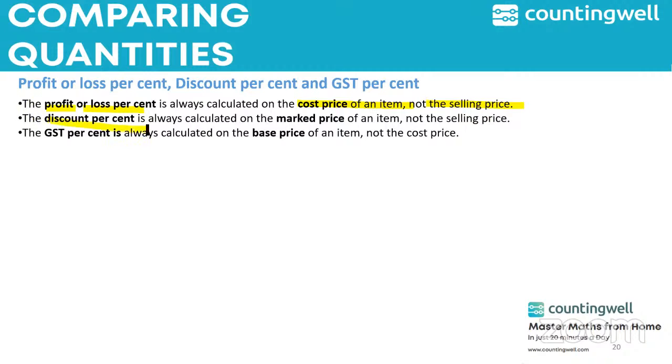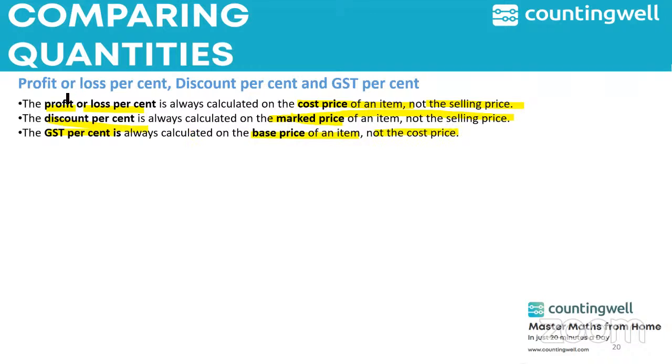Then the discount percent is always calculated on the marked price and not the selling price. So here we have to substitute cost price with the marked price to find the discount per cent or per 100. GST percent is always calculated on the base price of an item, not the cost price.